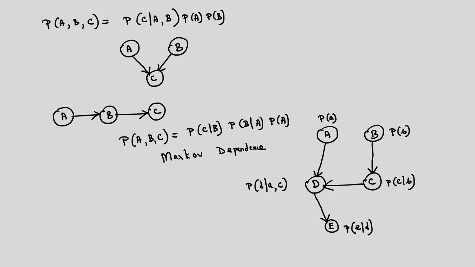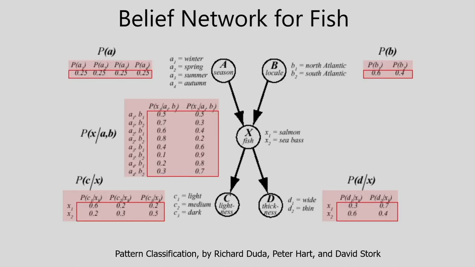Now let us consider one problem: how we can take a classification decision based on the belief network. Let us move to the next slide. The slide is about how to take a decision based on the belief network, and this is the belief network for fish.